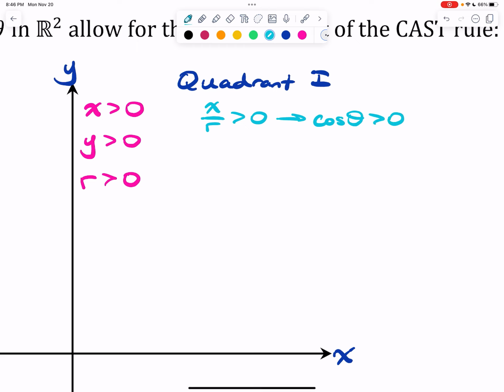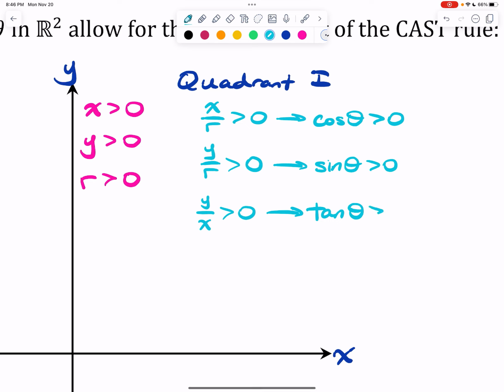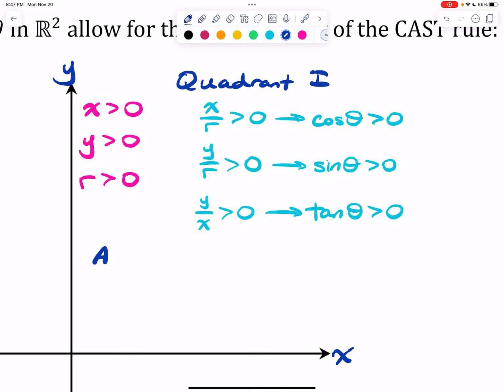We can also check out y over r. And since both y and r are positive, their quotient, y divided by r, is also positive. Y over r we know to be sine theta. And then the last ratio we'll look at is y over x. Again, both of those are positive, so their quotient is also positive. But we know y over x to be the definition of tan theta. So this means that tan theta is positive. A conclusion we draw from that is that in quadrant 1, all of the trig ratios will be positive. Whoopsie daisies.